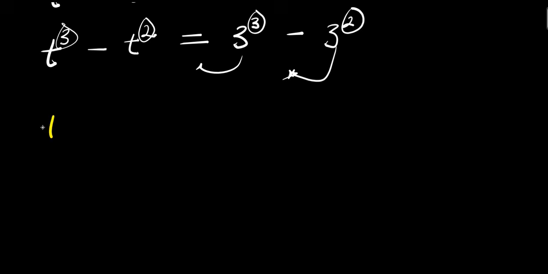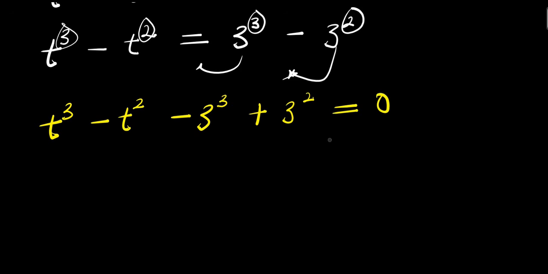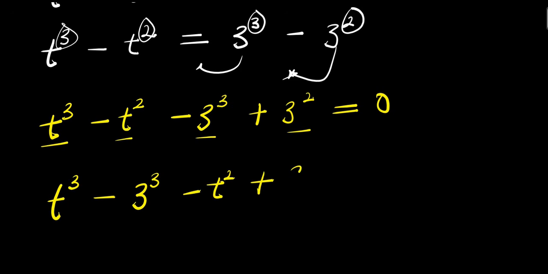From here, we have t power 3 minus t power 2 equals, this becomes negative because this is coming over here. This is minus 3 power 3. This will become plus 3 power 2 because this is negative. It crosses, it becomes positive, and this equals 0. So let's combine the ones with similar exponents. We have t power 3 minus 3 power 3. Then let's combine the one with similar exponents again. This is minus t power 2 plus 3 power 2 equals 0.